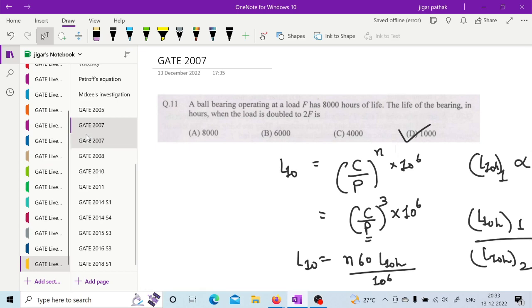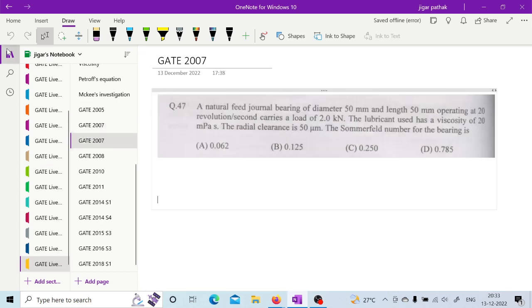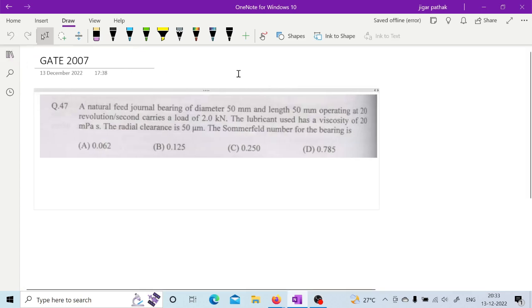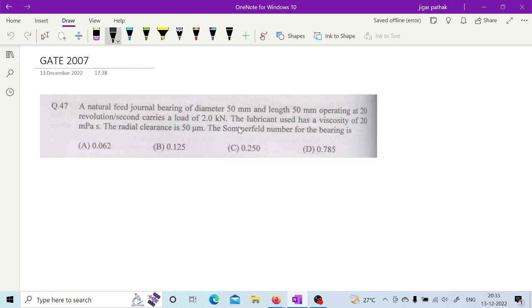So then the next is a natural feed journal bearing of diameter 50 mm and length 50 mm, operating at 20 revolutions per second, carrying a load of 2 kilonewton. The lubricant used has a viscosity of 20 millipascal second. The radial clearance is 50 micron. The Sommerfeld number for the bearing is, so what is the Sommerfeld number?